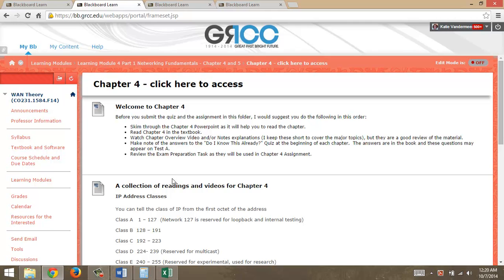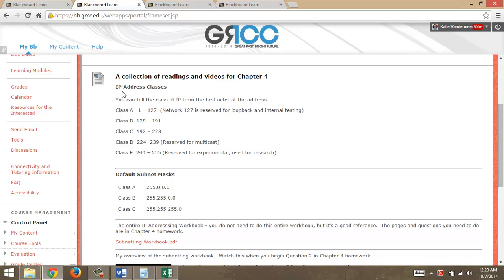First of all, in the Chapter 4 Learning Module, there's a quick cheat sheet, sort of, on your IP address classes. Class A, B, C, D, and E. A, B, and C are used for networking. The first octet can tell you what class of IPs you are in, and then the default subnet mask is down here. From this, unless subnetting is going on, we can tell which is the network part and which is the host part.